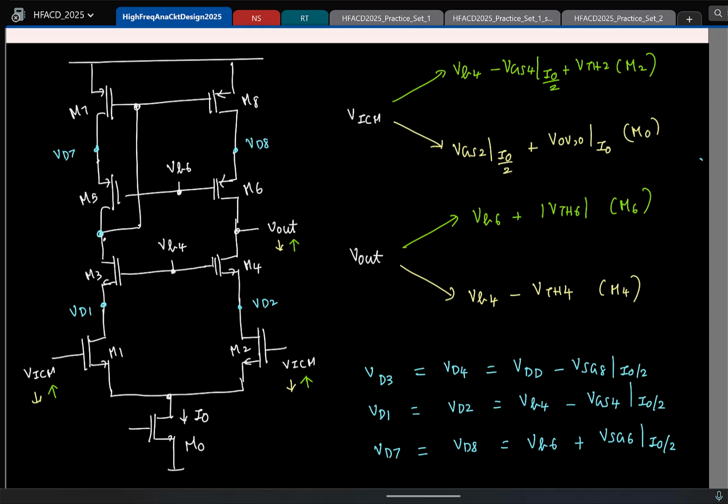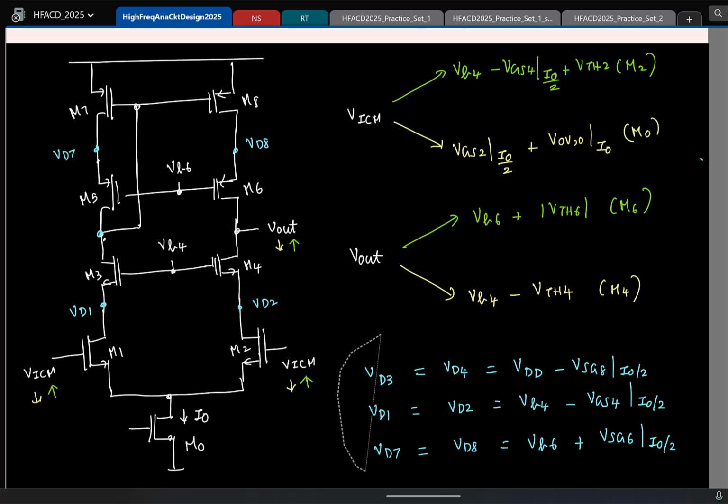So now let's find out what is the absolute minimum and maximum the output can go to. And the minimum is limited by VB4. So if you want to find the absolute minimum Vout can go, what should I find? The minimum of VB4. Fine.